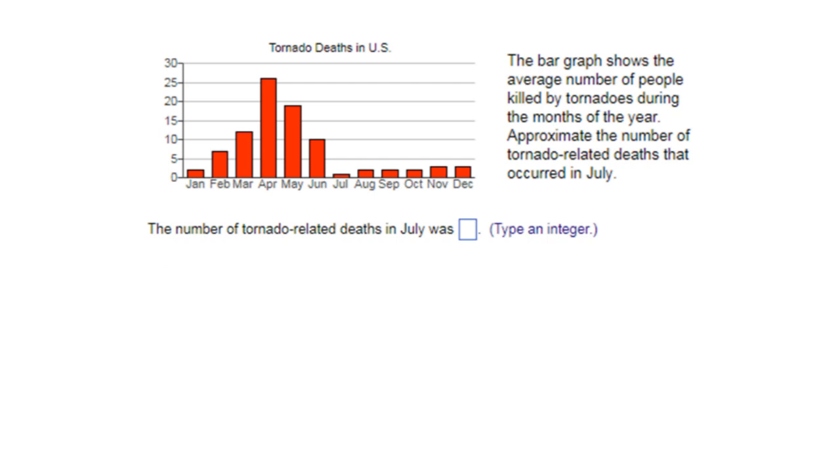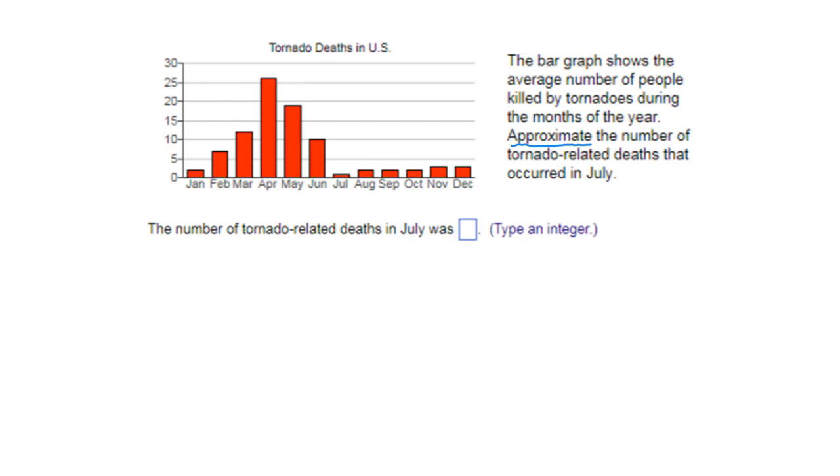For this vertical bar graph, it's showing tornado deaths in the United States. On the horizontal, it lists each of the months, January through December. And the height is in numbers 0, 5, 10, 15, 20, 25, 30, the number of tornado deaths. It has a description on it also, so it covers everything for them not being labeled. The bar graph shows the average number of people killed by tornadoes during the month of the year. Approximate the number of tornado-related deaths that occur in July.